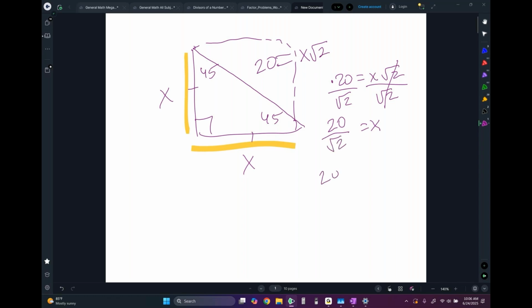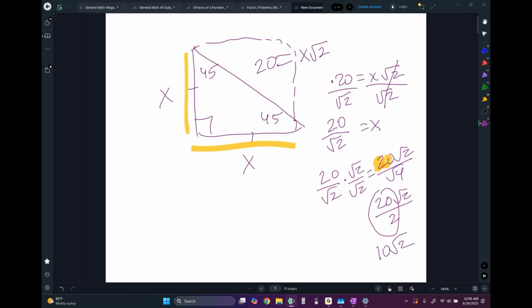All right, I'm going to be quiet now. What do I do to 20 over root 2? Multiply by root 2 over root 2. Bingo bongo. Root 2 over root 2. We get what? We get 20 root 2 over root 4. And that's really 20 root 2 over 2. And what is 20 divided by 2? 10. So this is 10 root 2. You with me? Yeah.